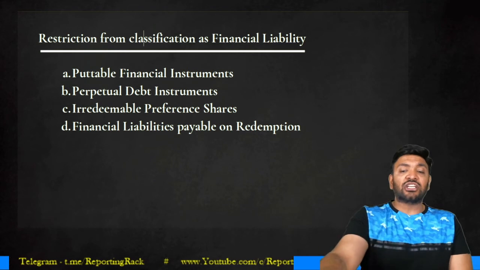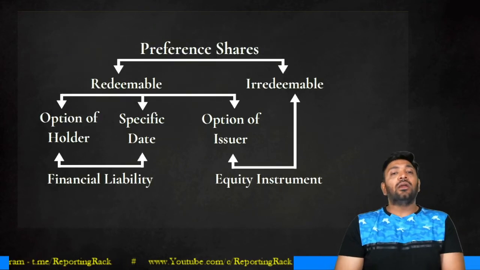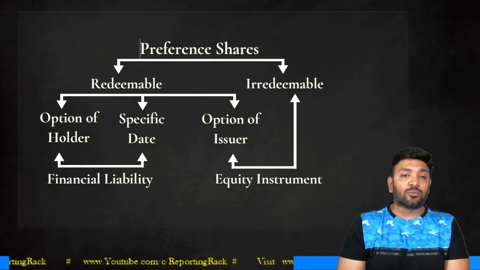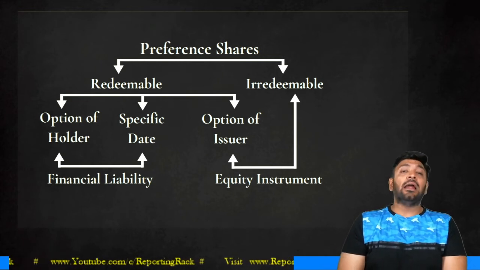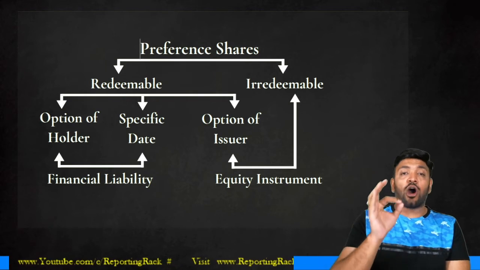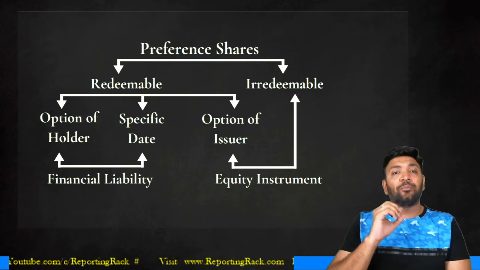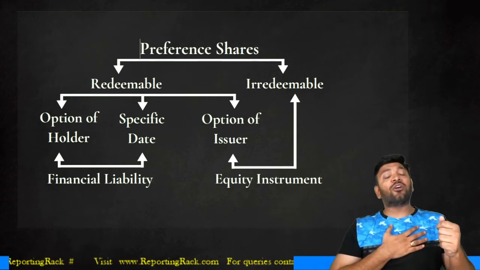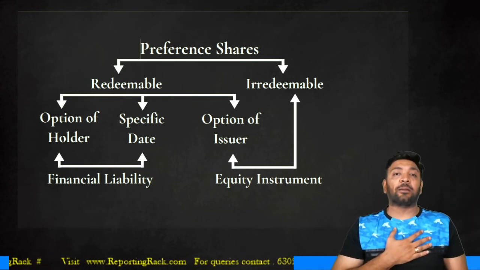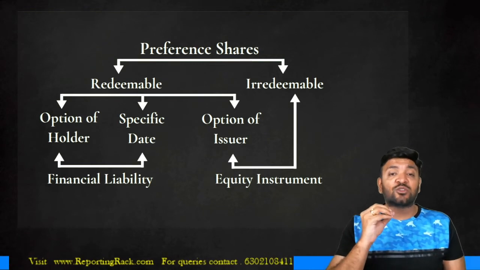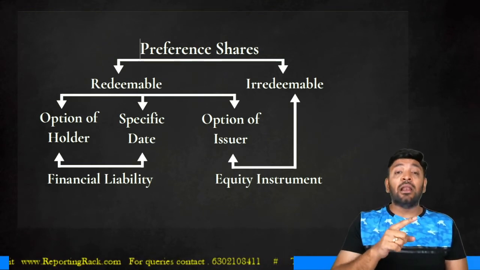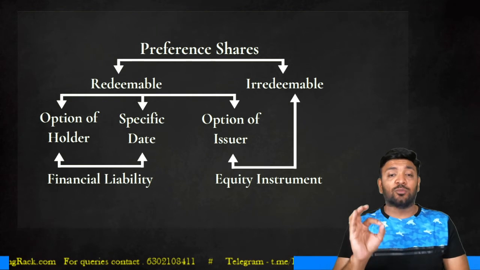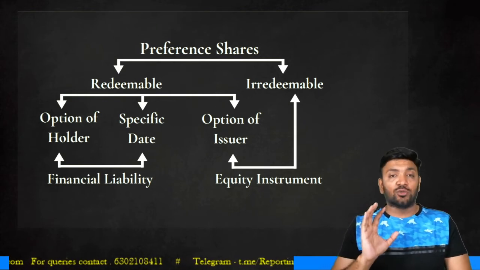With the help of this restriction, you come across a situation like this. Let's say I have a preference share which is irredeemable. It should always be classified as equity instrument. But if it is redeemable after a fixed maturity date or on a specific date, it is a financial liability. If it is redeemable at the option of the holder of the instrument, I hold the instrument, I can demand payment at any point of time, then it is a demand liability which should be classified as financial liability. But if it is redeemable at the option of the issuer, then it should be called a puttable financial instrument, which should be classified as equity instruments.